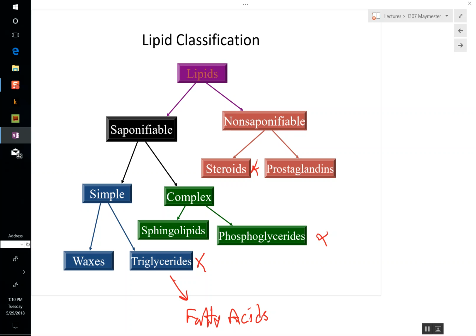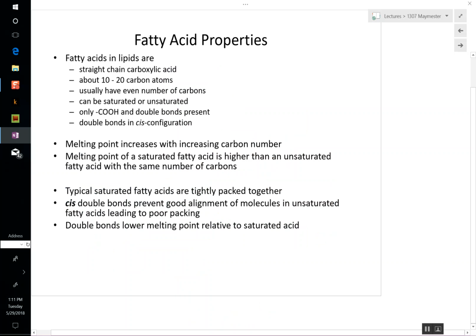They're saponifiable. Exactly what we learned in esters, where you can react an ester with sodium hydroxide. That's saponification. You can take these triglycerides and saponify them. All right, so let's look at fatty acids.